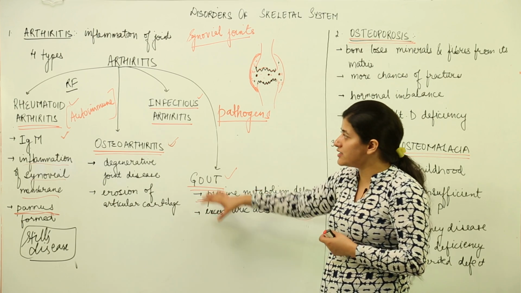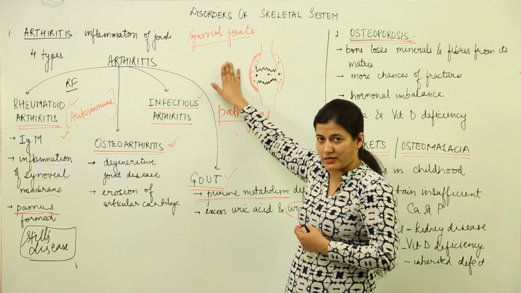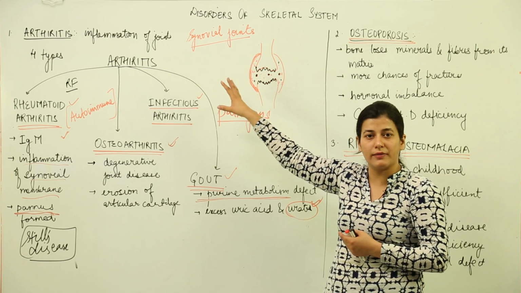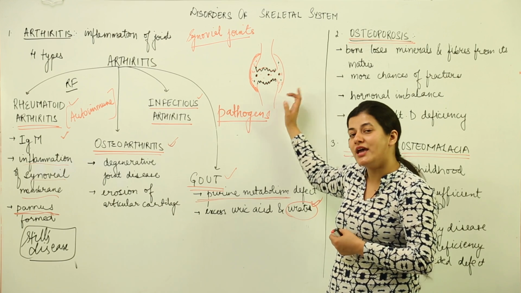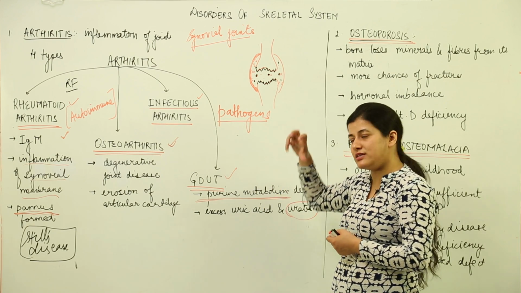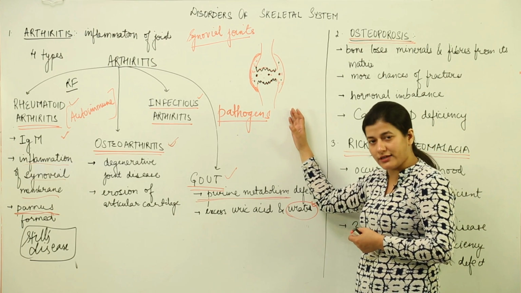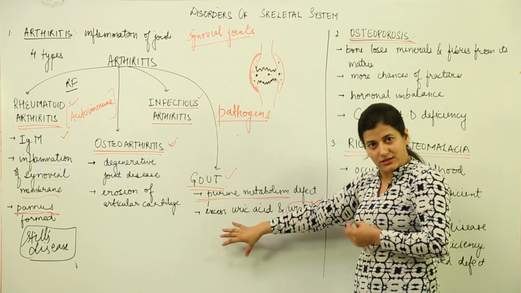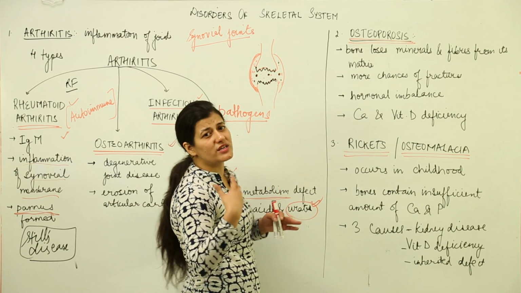So these are the 4 diseases that we have to discuss in terms of inflammation of the joints. Which joints are we talking about? We are talking about synovial joints, which have a synovial membrane and synovial fluid inside. It is about the inflammation of these membranes, or the erosion of the articular cartilage that leads to these disorders. Now what happens if the bone is getting degenerated?